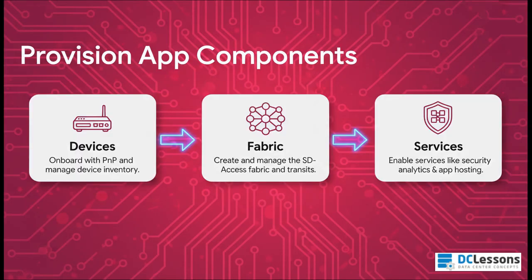Inside Cisco DNA Center, the provision application is laid out in a really logical way, broken down into these three areas. First, you deal with the physical stuff, the devices. Then, you build the logical fabric that sits on top. And finally, you enable the value-added services. And that's exactly the path we're going to follow.